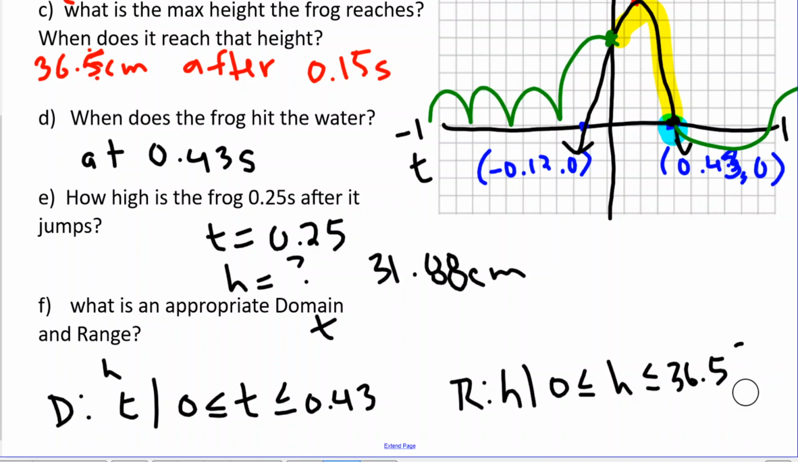And so that's our domain and range in a contextual question. And that's how we can find all these values and relate them to a real life situation, relate them to a real context.